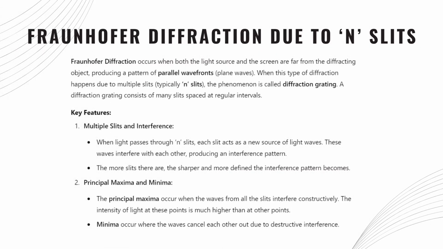Fraunhofer diffraction occurs when both the light source and the screen are far from the diffracting object, producing a pattern of parallel wavefronts, plane waves. When this type of diffraction happens due to multiple slits, the phenomenon is called a diffraction grating. A diffraction grating consists of many slits spaced at regular intervals. Key features are multiple slits and interference, and principal maxima and minima.